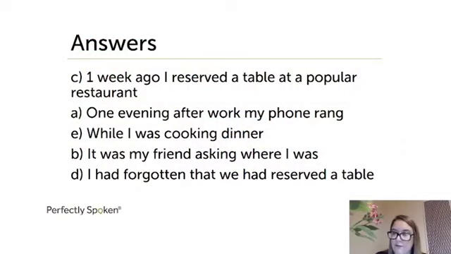So here you can see that sequence of I was cooking dinner. In the middle of this, the phone rang. It was my friend asking where I was. And the last one, D, I had forgotten that we had reserved a table. So a very simple story there, but perhaps a normal situation that you tell somebody about the next day when you arrive at work, when you arrive at the office. And this is what these narrative tenses are very useful for, to when you're describing a funny story or something that happened to you and you want to explain the sequence of events.